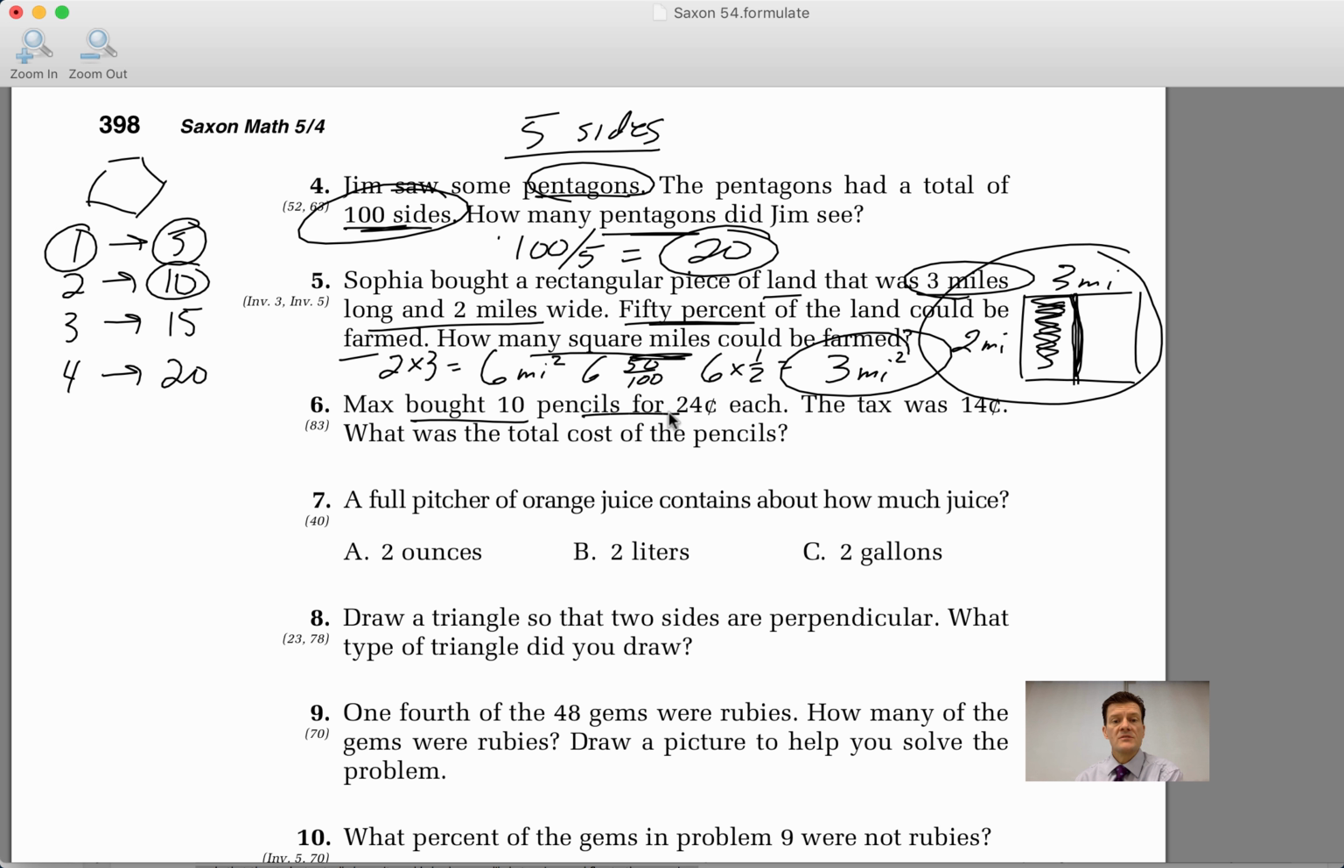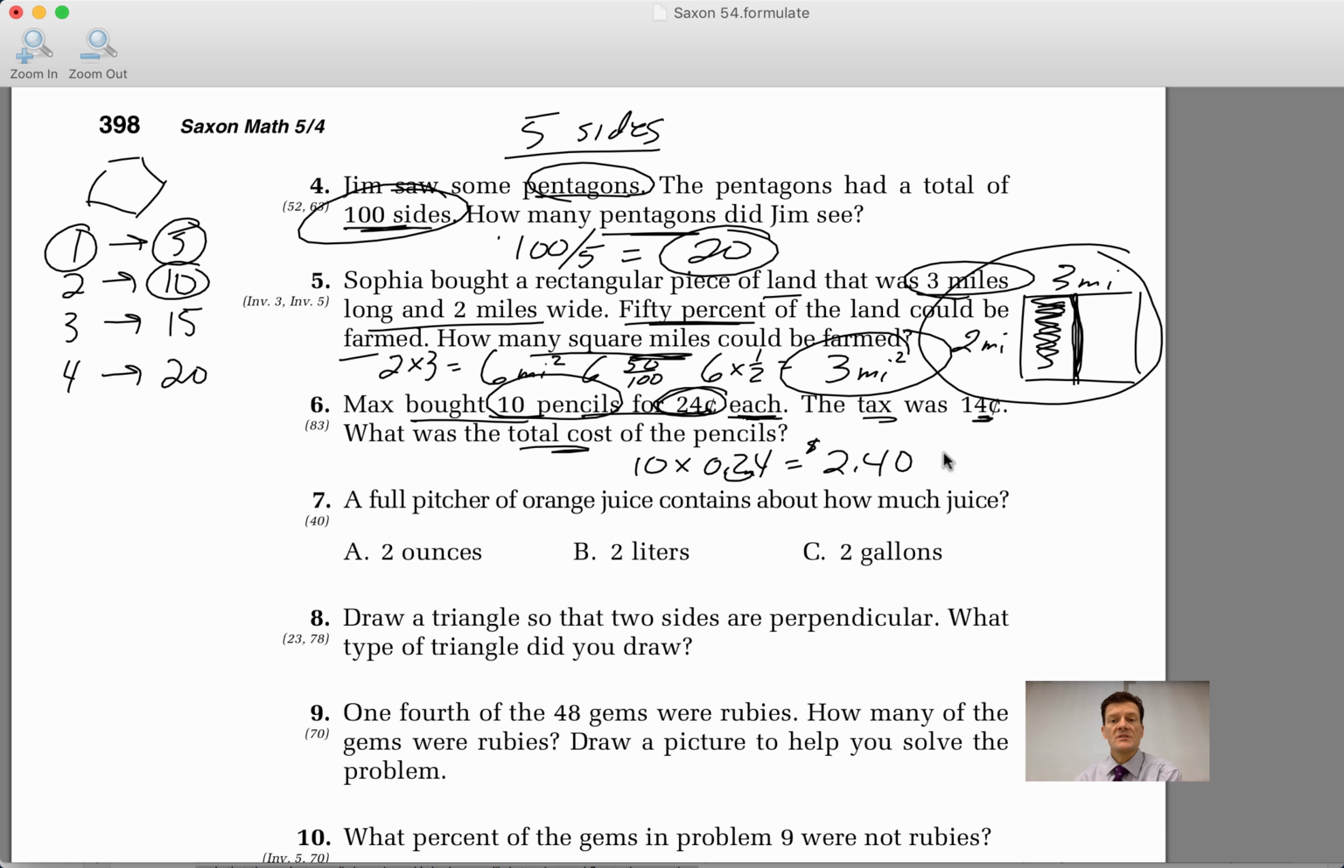Max bought 10 pencils for 24 cents each. Read each word carefully. The tax was 14 cents. What was the total cost of the pencils? So 10 pencils, 24 cents each, so 10 times 24 cents. Here we are multiplying by 10, so you just move the decimal point over 1 place. That's going to give you $2.40.